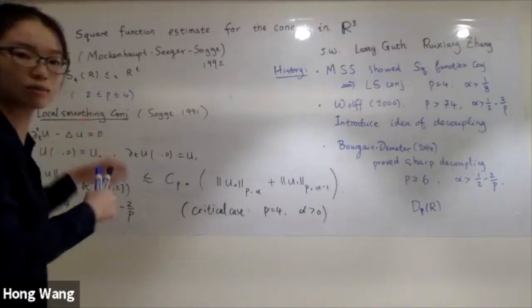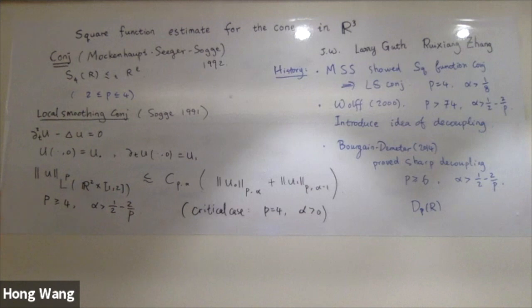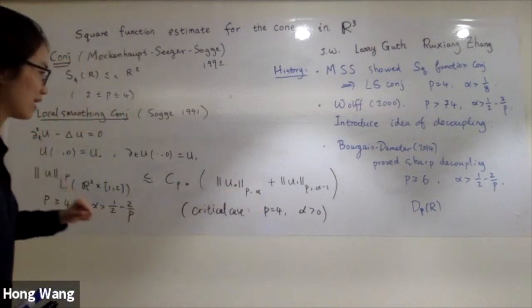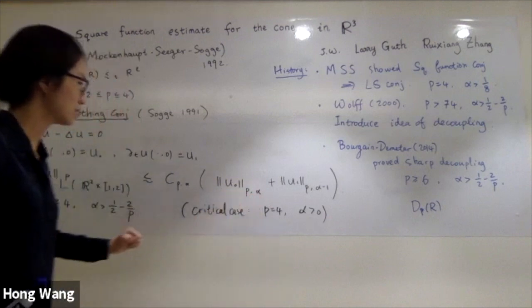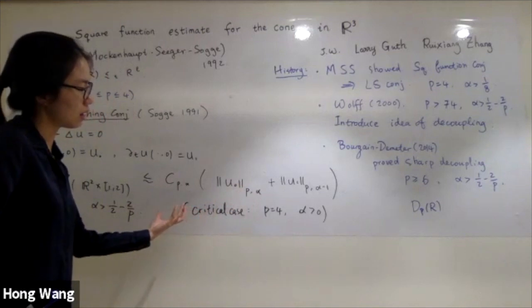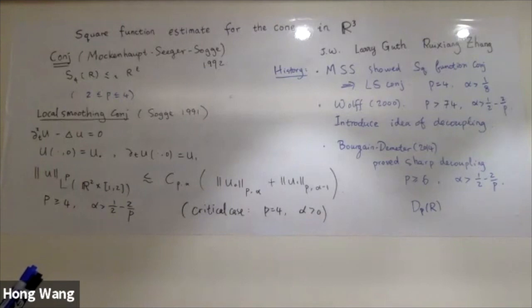Yeah, but I have one other very naive question. I don't understand why this is called smoothing. Can you just say a word about that? I think this is about the alpha. Alpha means the number of derivatives when p equals to, that's smaller than the expected number of derivatives. I see. Okay.